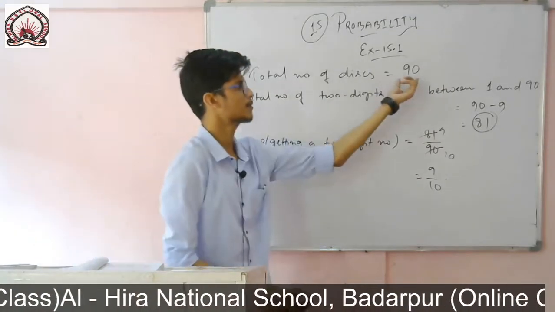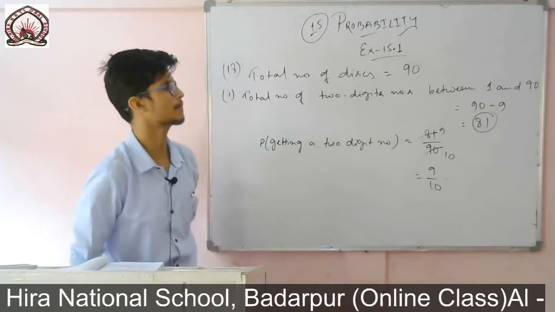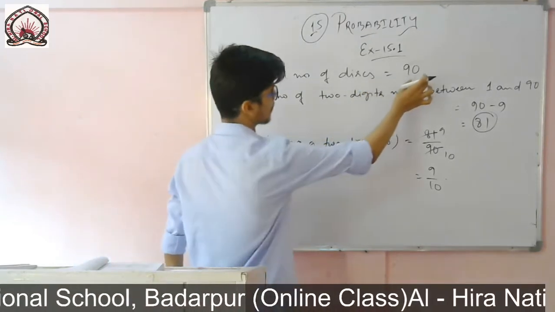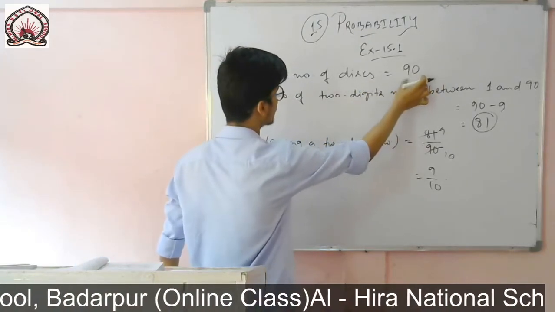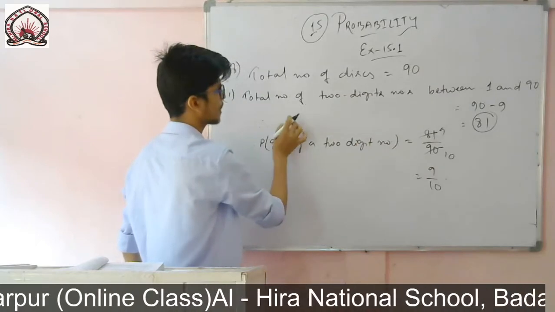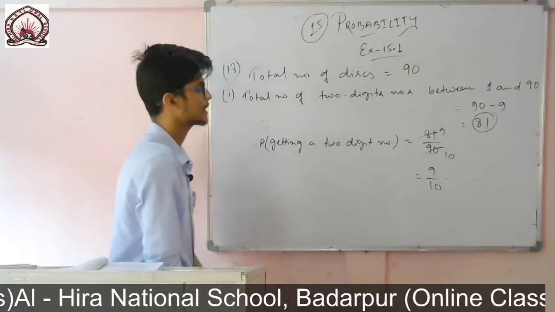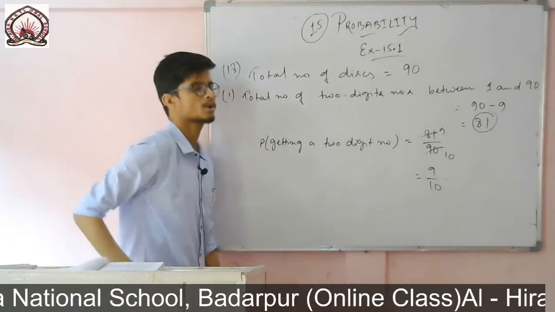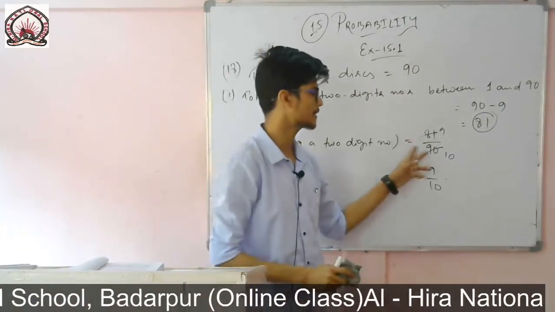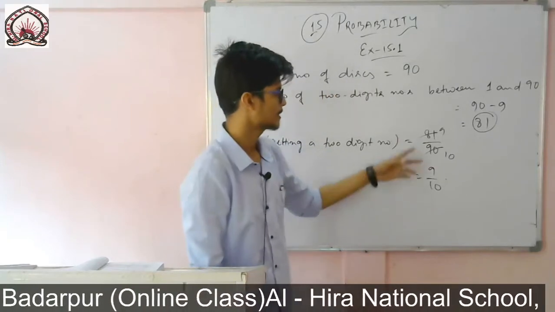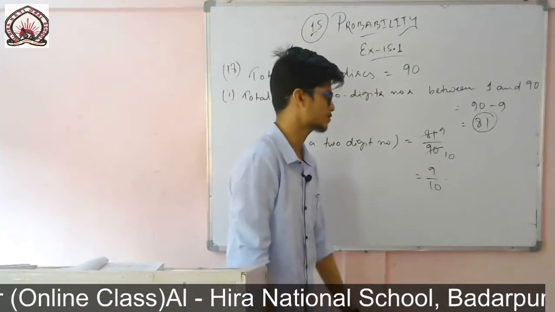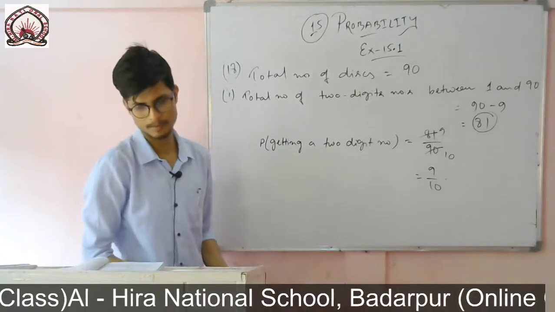This is our favorable outcome. You can write here one line: total number of possible outcomes is equal to 90, and here one line more you can write. Therefore, total number of favorable outcomes is equal to 81. So, probability of getting a 2-digit number is equal to total number of favorable outcomes divided by the total possible outcomes. That means 81 divided by 90. So, 9 by 10 is the required probability.